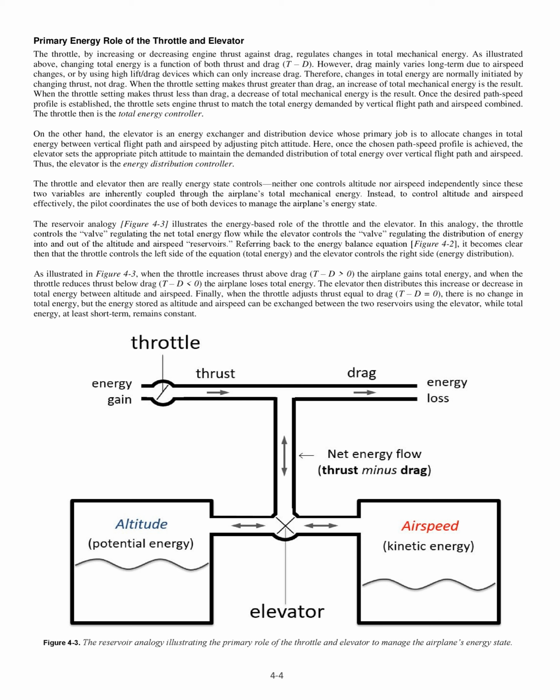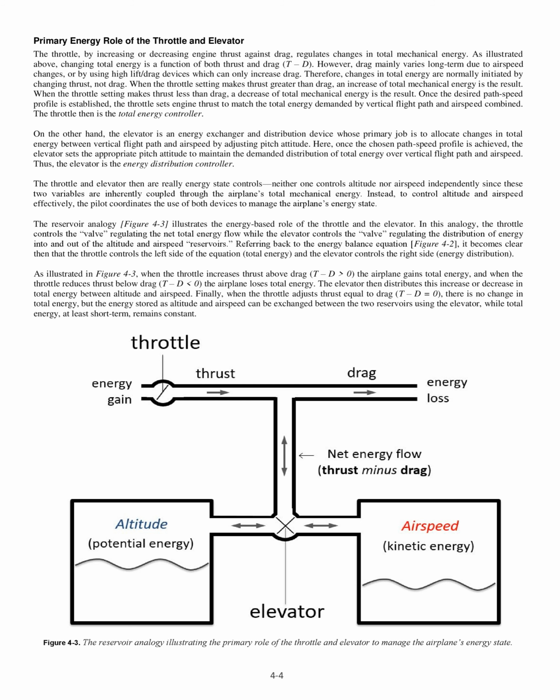Here, once the chosen path speed profile is achieved, the elevator sets the appropriate pitch attitude to maintain the demanded distribution of total energy over vertical flight path and airspeed. Thus, the elevator is the energy distribution controller. The throttle and elevator then are really energy state controls. Neither one controls altitude nor airspeed independently, since these two variables are inherently coupled through the airplane's total mechanical energy.